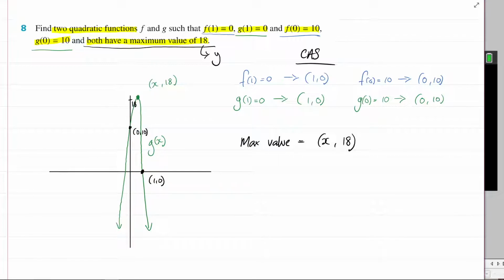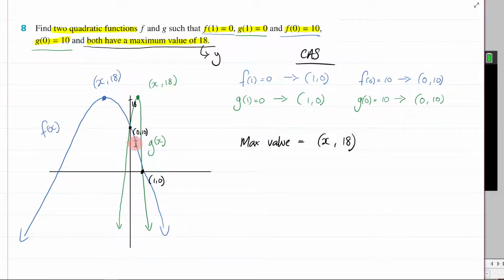I can also draw this another way. I could draw it like this. Let's do this nicely. There, there, there, and there. That right there is (x, 18) as well. So this is going to be f of x. So as you can see, I'm going through the x-intercept, I'm going through the y-intercept. I have a max value of 18, but I have two distinct rules here. This is f of x, this is g of x.